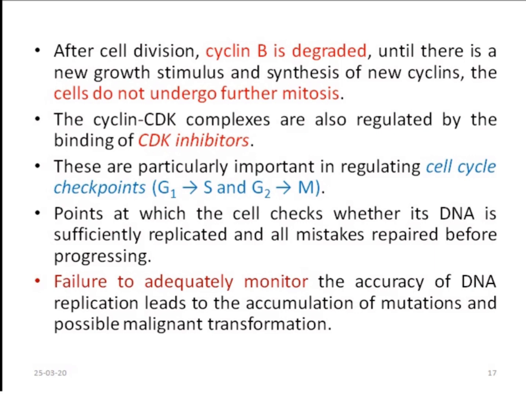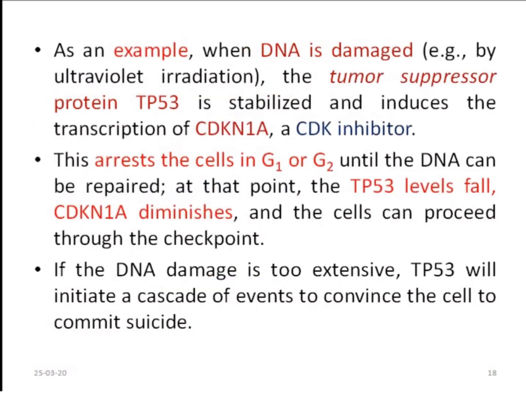What rarely happens? Failure to adequately monitor the accuracy of DNA replication leads to the accumulation of mutations and possibly malignant transformations. It means DNA has not been verified well because of some reason, some inability of the body's mechanism. And then what will happen? A wrong cell will be formed, or maybe a mutated cell has been formed. And these mutations will bring out various diseases, including tumors.